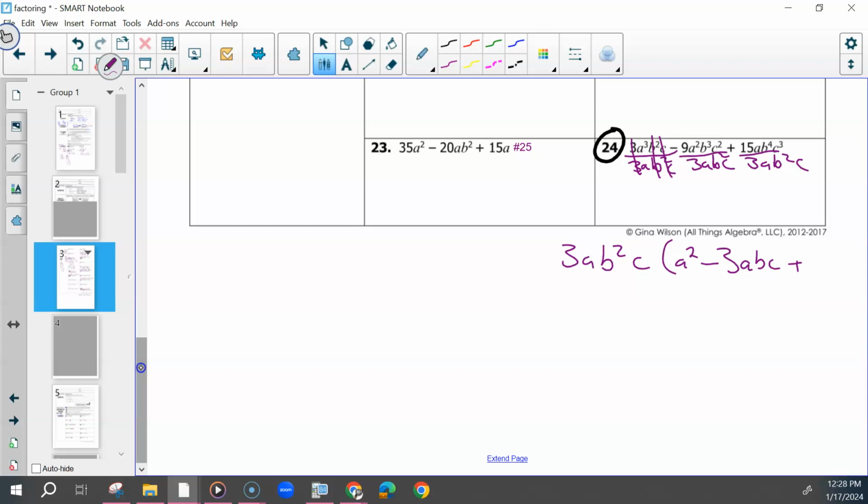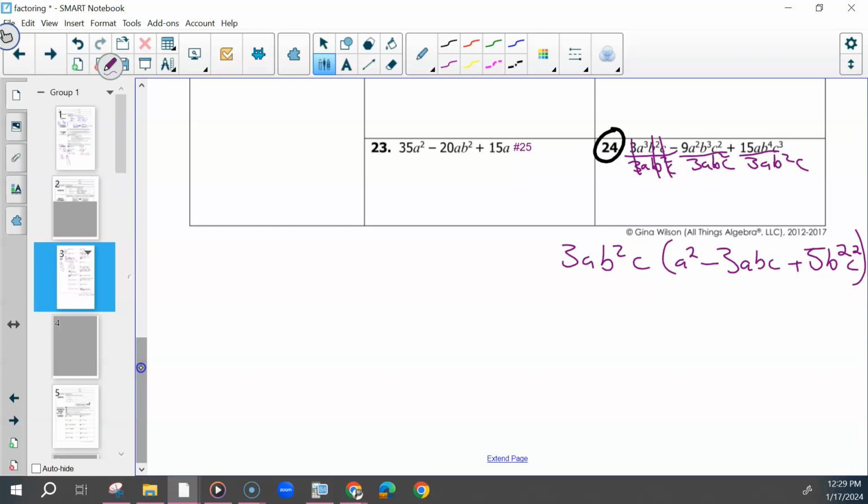Alright, the last one, 15 divided by 3, A divided by A, B to the fourth divided by B squared, and C to the third divided by C. What would you have? 5B squared. C squared, because it was already cubed, and then we took 1 out. It's hard to see right there, but it does say 5B squared C squared, if you're looking on the floor.